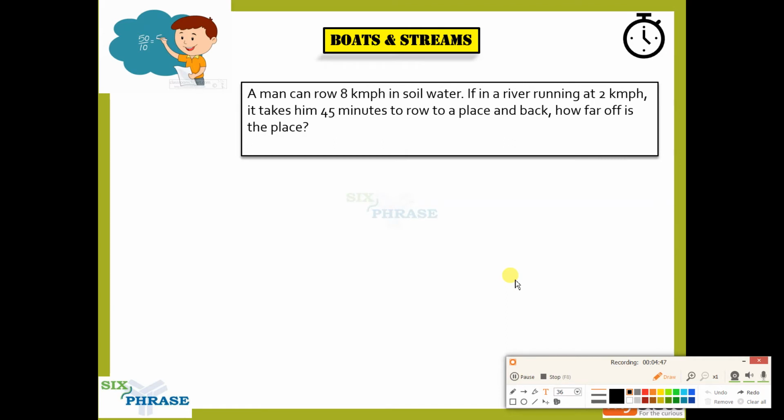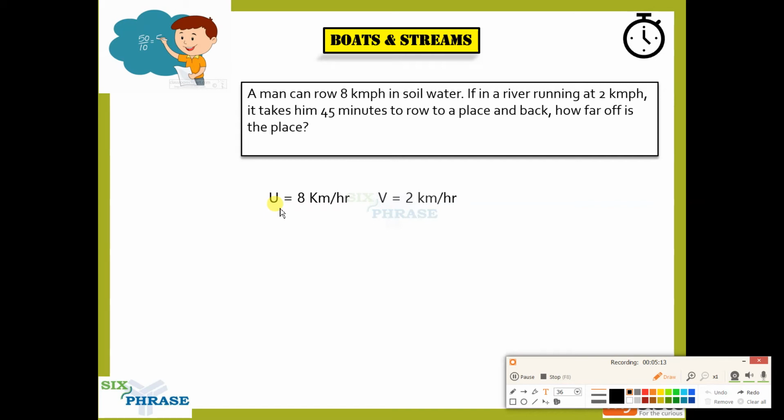Right. A man can row 8 kilometers per hour in still water. Still water is still water. Okay, so u is given to be 8 kilometers per hour. If in a river running at 2 kilometers per hour, so they have also given v, so you can take it to be 2 kilometers per hour. It takes him 45 minutes to row to a place and come back. How far off is the place?